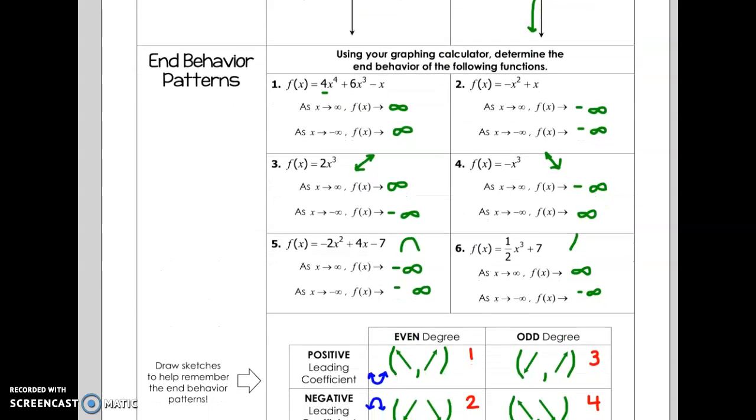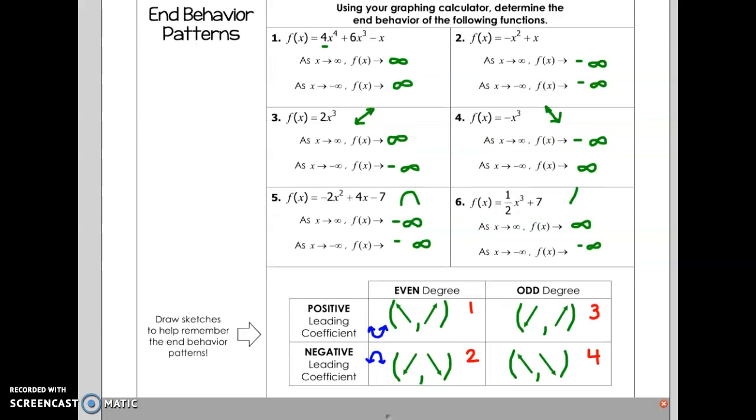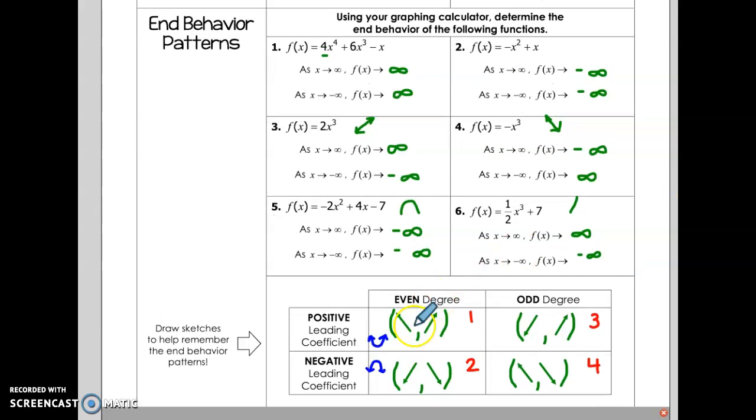So even degree, positive leading coefficient. Number 2 is like this one: negative leading coefficient, but even degree, right? So it looks like a parabola going down. As we go left, comma, as we go right, it's going down in both directions. Okay, odd degree, this is like 3 and 4.